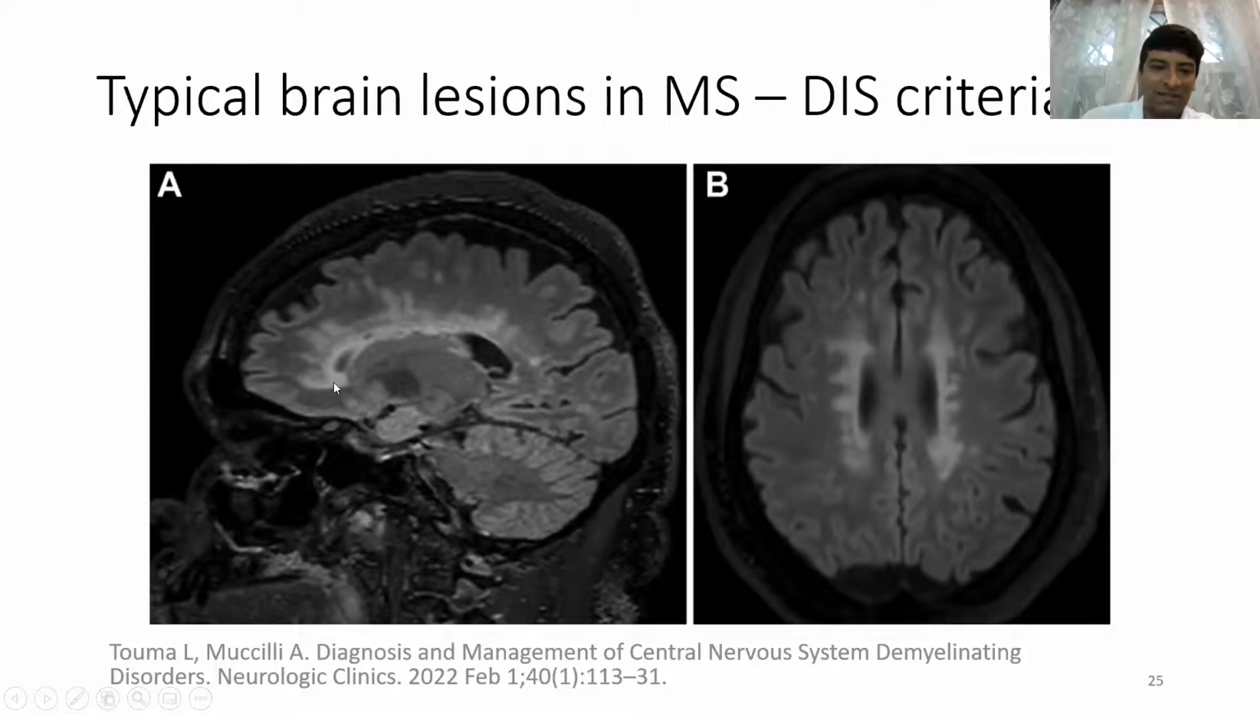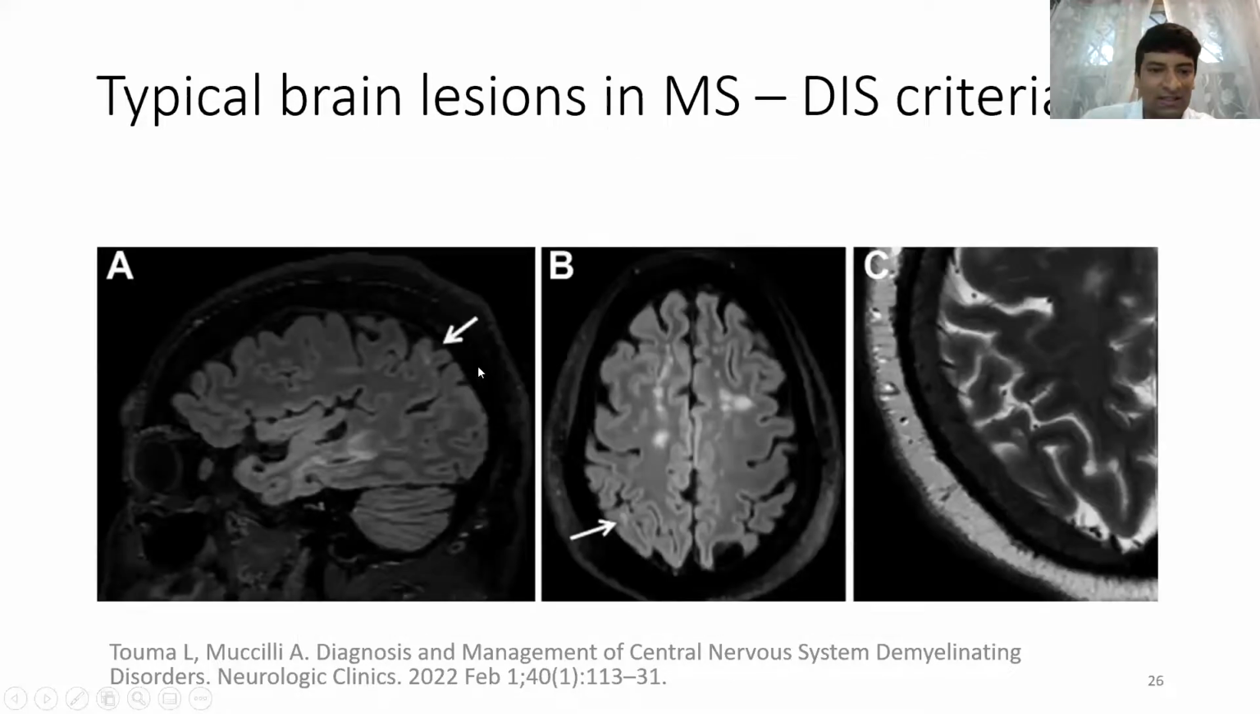So this patient has got periventricular involvement and some deep white matter involvement as well, and some juxtacortical involvement. So he or she would have 2 of the sites required to make a diagnosis. So this points out the juxtacortical or cortical lesions. Okay, as here as well.